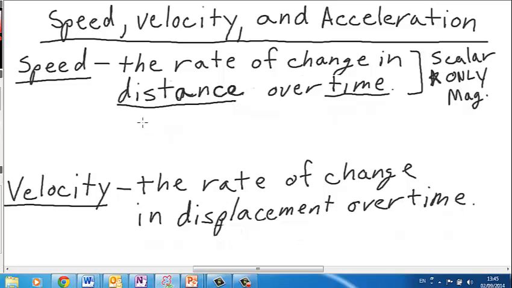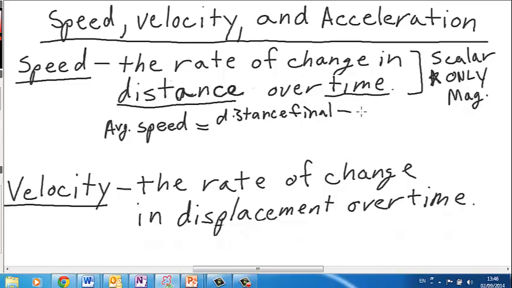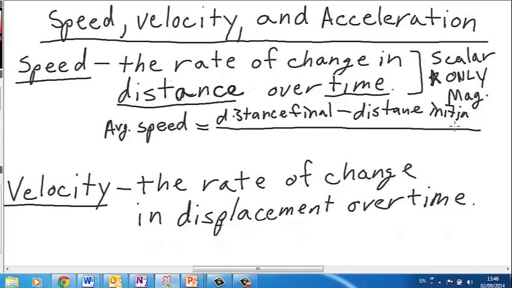Okay? If I wanted to show speed as an equation we could use for calculating, I could say that the average speed that an object is going is equal to its distance final, where it ends up, minus its distance initial, divided by the amount of time it takes for the object to travel that distance.